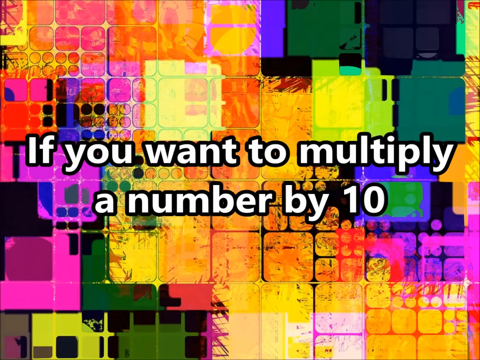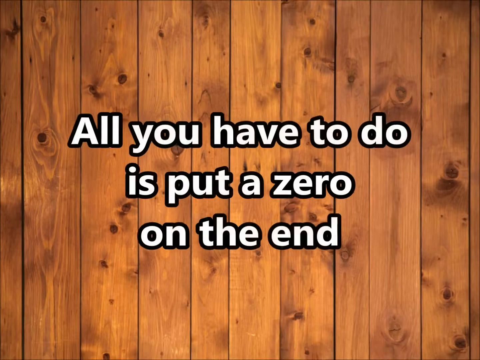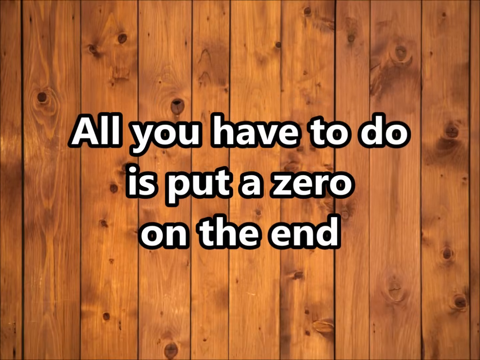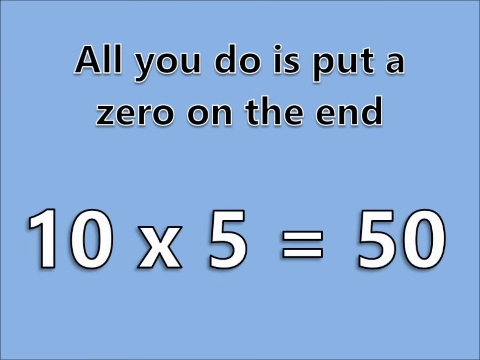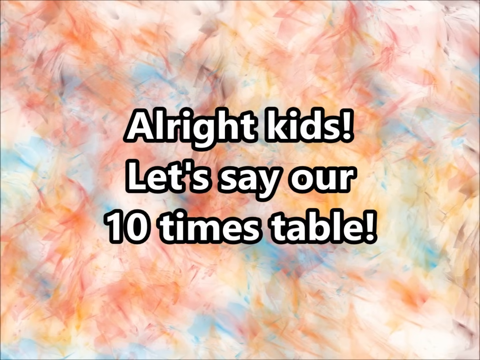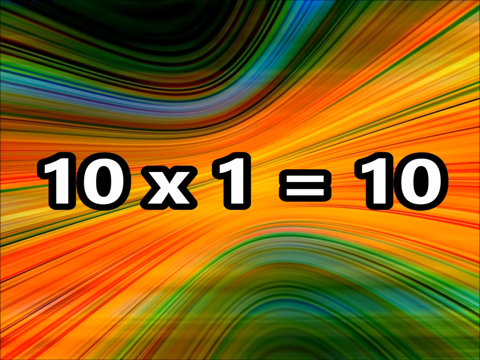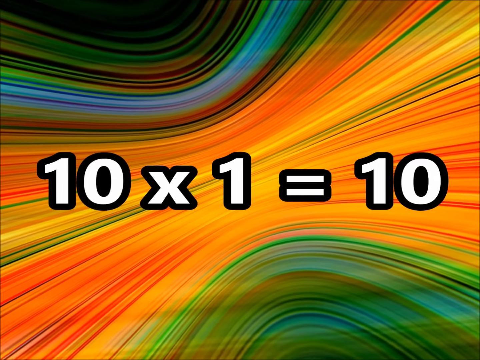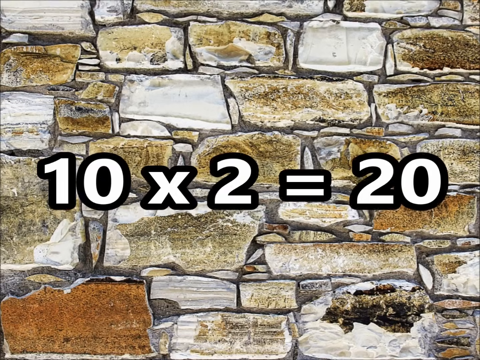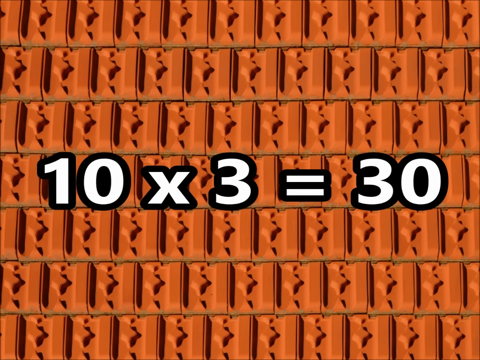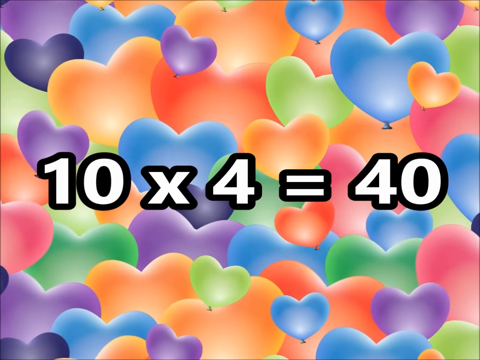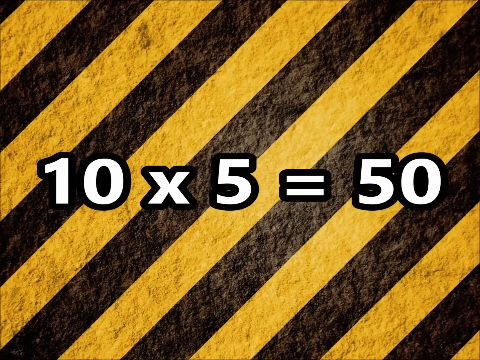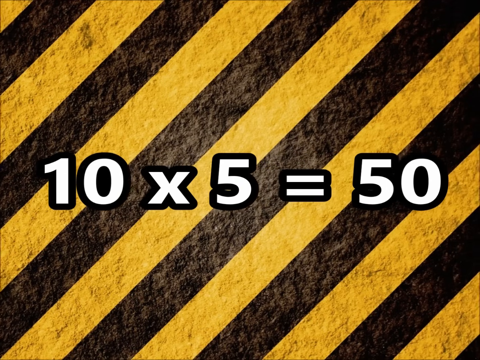If you wanna multiply a number by 10, all you have to do is put a 0 on the end. Alright kids, let's say our 10 times table. Let's do it! 10 times 1 is 10. 10 times 2 is 20. 10 times 3 is 30. 10 times 4 is 40. 10 times 5 is 50.